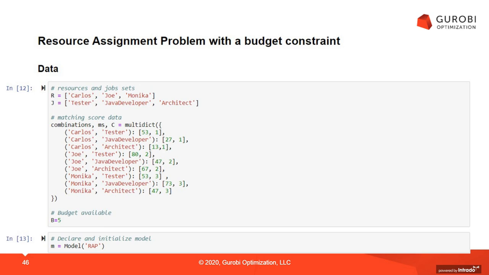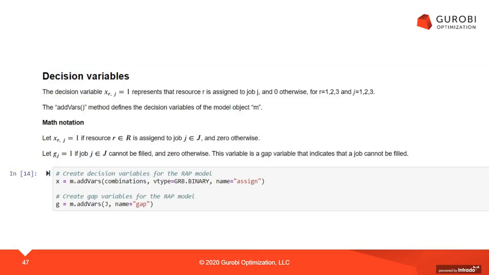And the same thing for other resource and job combinations. And our budget will be $5,000. So again, to formulate the problem, we need to create an empty model that will be stored in an object called model, which at this point is empty, and we are going to call the problem again RAP, resource assignment problem.